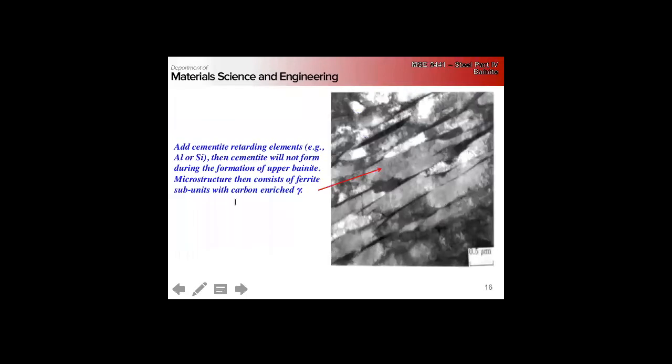And if we have alloying elements such as aluminum or silicon, which retard the formation of the carbides, then the carbon still diffuses out, but we have a bainite microstructure with ferrite subunits separated by austenite, which is enriched in carbon. Right? So the carbides themselves, the cementite, are not integral to the formation of bainite like they are in pearlite.